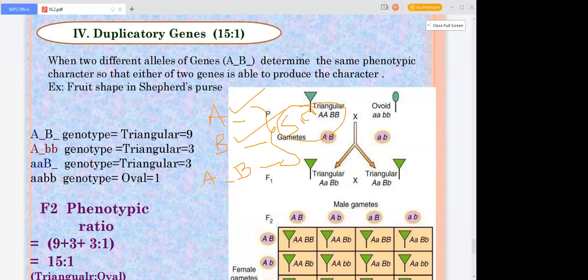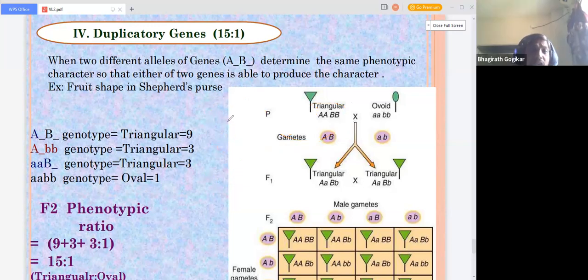Okay. See, what is the example? When two different alleles of genes A, B determine the same phenotypic character, so that either of the two genes is able to produce the character. Fruit shape in shepherd's purse, a Brassicaceae family member. It produces two types of fruits, triangular capsules and oval capsules. We are getting only triangular capsules in the F1 hybrid.